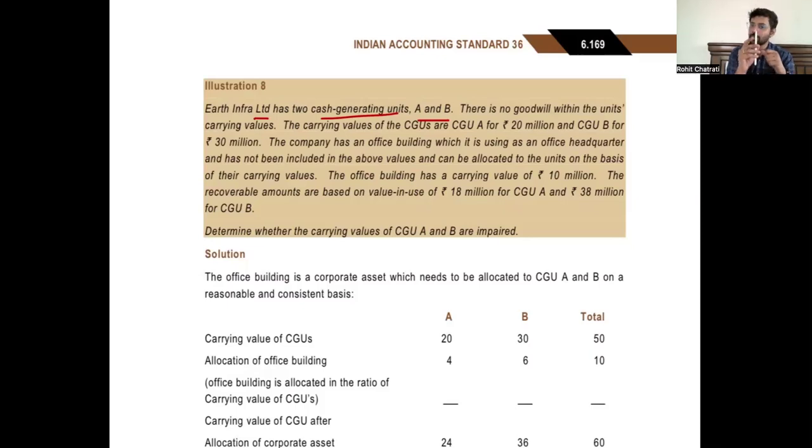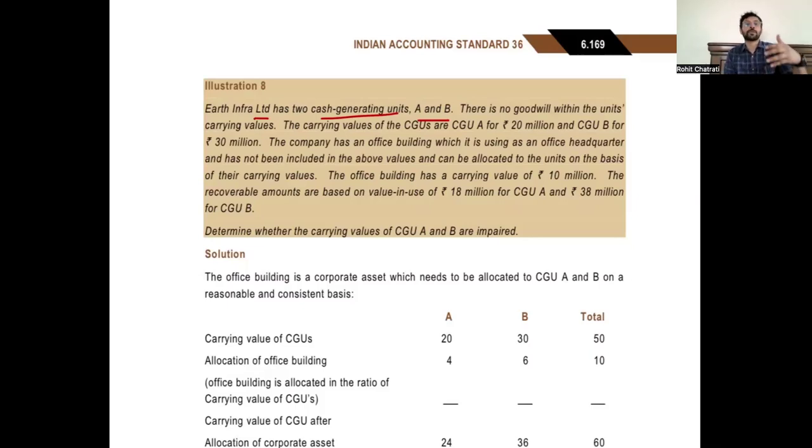Asset 1 is not able to generate cash flow on its own, but assets 1, 2, and 3 together can generate cash flows, and therefore 1, 2, and 3 together will be called one CGU. It's called a cash generating unit. It is a unit that is able to generate cash on its own.